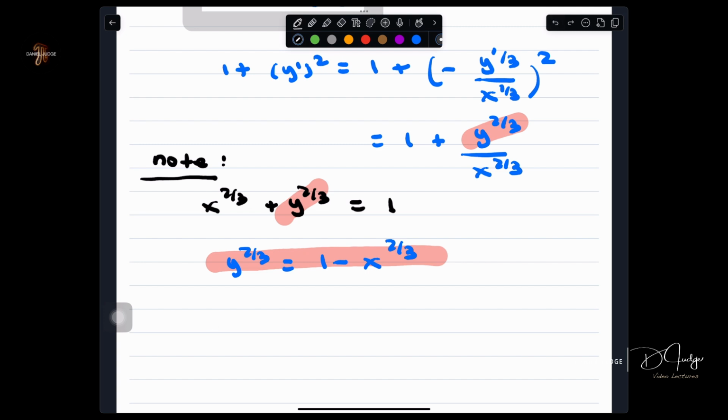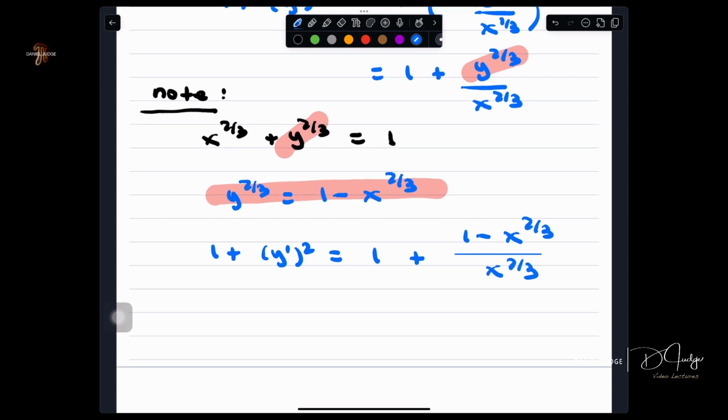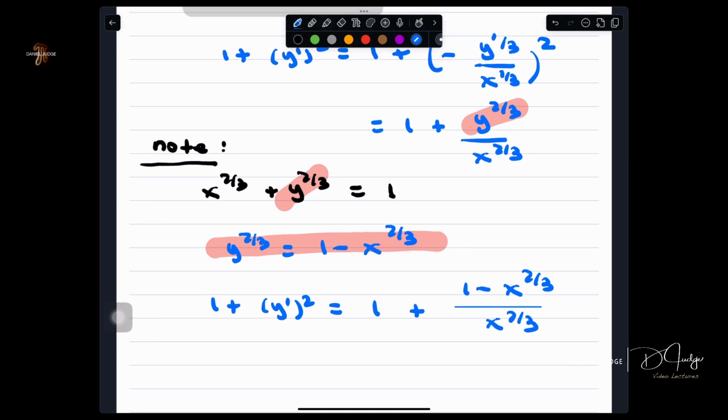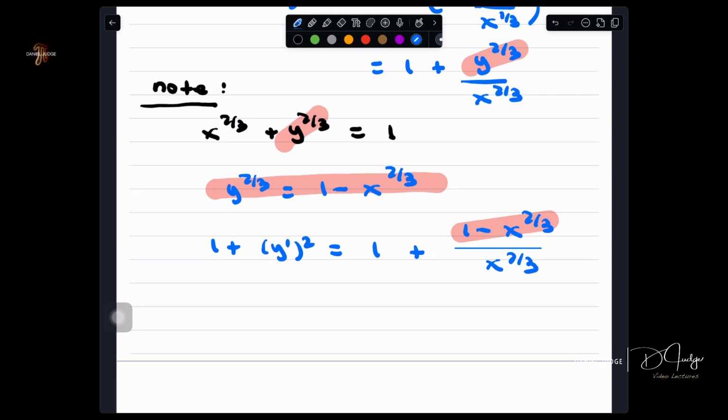So this is what we're going to substitute for our y to the 2/3 here. 1 plus now y prime squared becomes 1 plus 1 minus x to the 2/3 over x to the 2/3. Okay, because we replace that original equation with 1 minus x to the 2/3. This is what the y to the 2/3 is really.